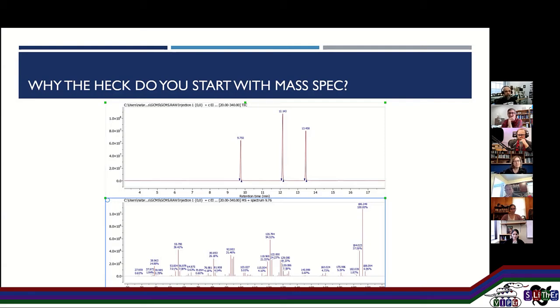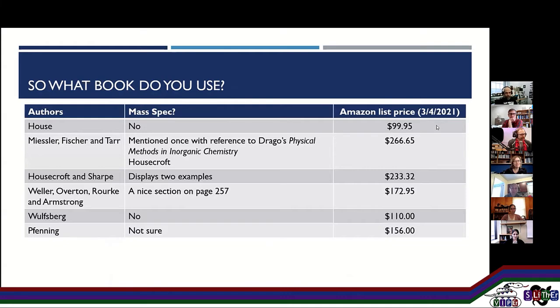It fits nicely. And you can imagine that the number of inorganic textbooks that introduce mass spec very early on is very, very small. And in fact, the number of inorganic textbooks that introduce mass spec at all is relatively small. This is not a comprehensive list, but it does give you a feel. The House textbook doesn't talk about mass spec at all. Miessler, Fischer, and Tarr has it mentioned in one place and basically points you towards Drago's physical methods book.